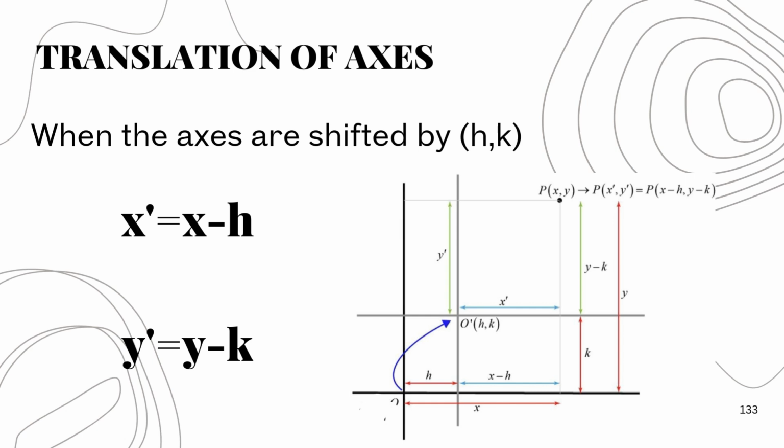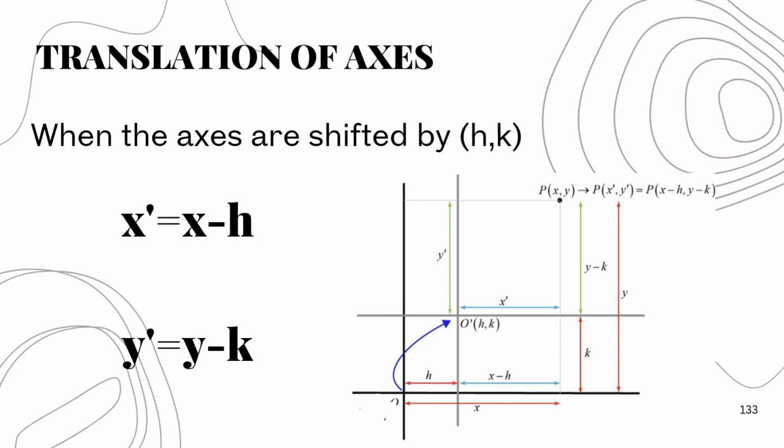How it works. Original coordinates: let the original coordinate axes have origin O (0, 0) and a point P (x, y) in the plane. New origin: assume the axes are translated such that the new origin is at O prime (h, k), where h and k are the translation values along the x and y axes respectively.